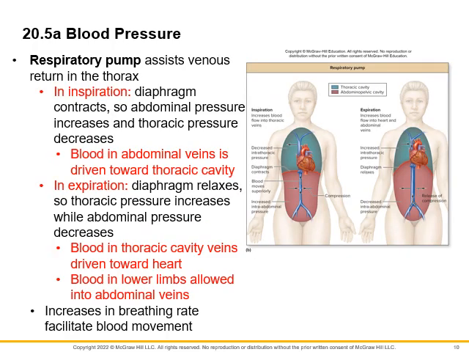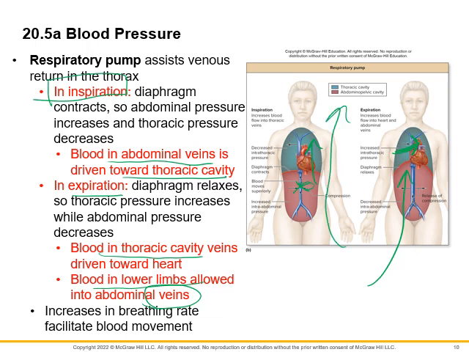An additional factor that helps return blood to the heart is the respiratory pump. Every time you breathe in and out, you are moving blood from one body cavity to the next. You can see here during inspiration, the blood that's in the abdominal veins is going to be driven towards the thoracic cavity. The abdominal pressure increases and the thoracic pressure decreases. In expiration, the blood that's in the thoracic cavity veins is going to be driven towards the heart, and the blood in the lower limbs is going to be driven into the abdominal veins. So basically, every time you breathe in, you're pushing the blood further up.